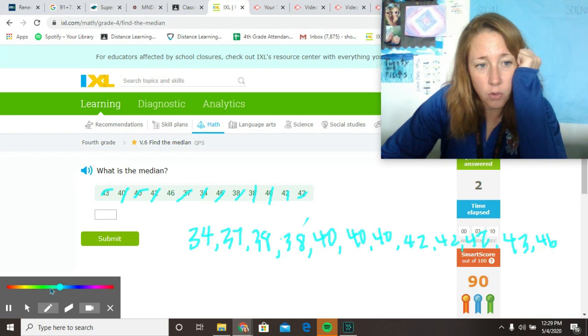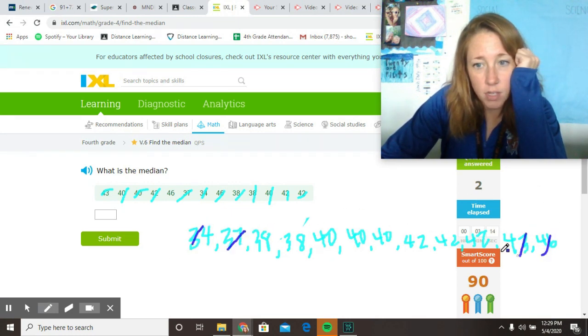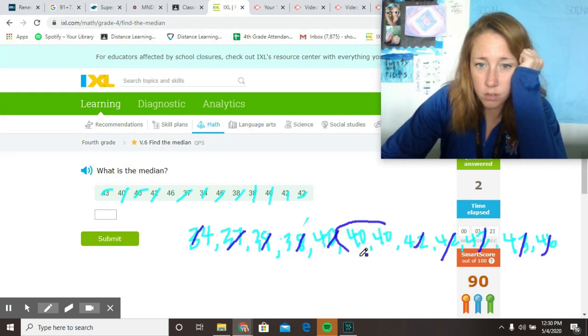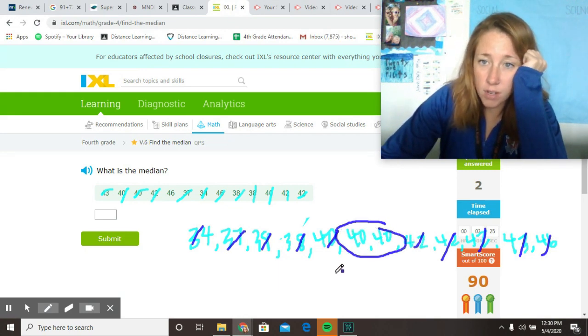I'm going to go through smallest, biggest, next smallest, next biggest, next smallest. And just do this until I get to my middle number. Oh, I have 2 in the middle. They're both 40, so I'd take 40 plus 40, which is 80.